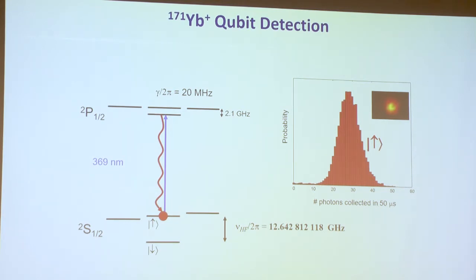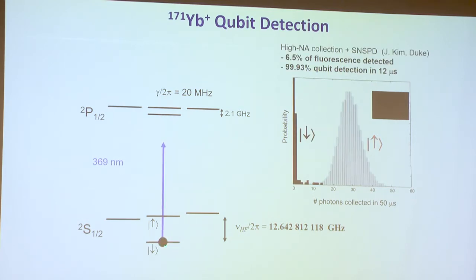And the important point of this measurement is that if we prepare the atom in the other state, it's dark. We see nothing. Why? Because that same laser is now 12 gigahertz away from a 20 megahertz line. So it's way off in the wings, and the atom is transparent. We see no fluorescence. See? Nothing. And this is a very good detector. It's an excellent detector because even in a single shot, you can discriminate between the two states of the qubit.